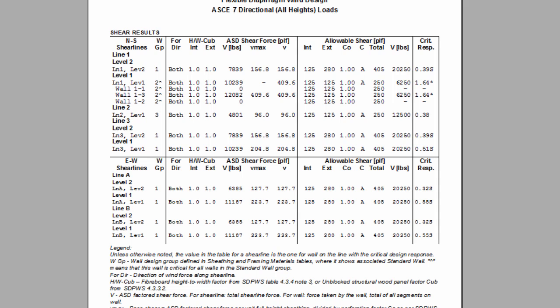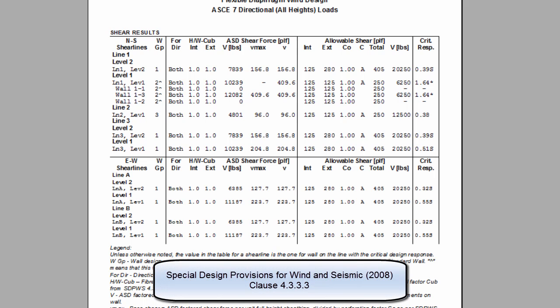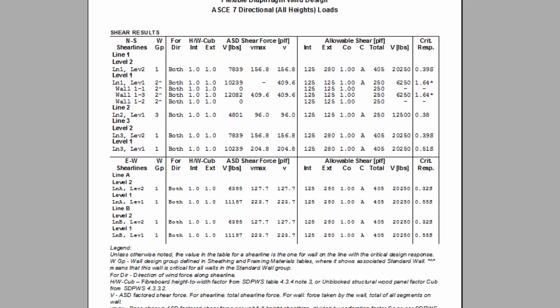Therefore, the resistance of the shear wall may not always be the summation of the interior and exterior capacity of the sheathing according to the following SDPWS clause. For example, for shear walls with dissimilar sheathing materials on opposite sides, the combined nominal unit shear capacity, represented by the letter X, is the greater of either 2 times the smaller nominal unit shear capacity or the larger nominal unit shear capacity.